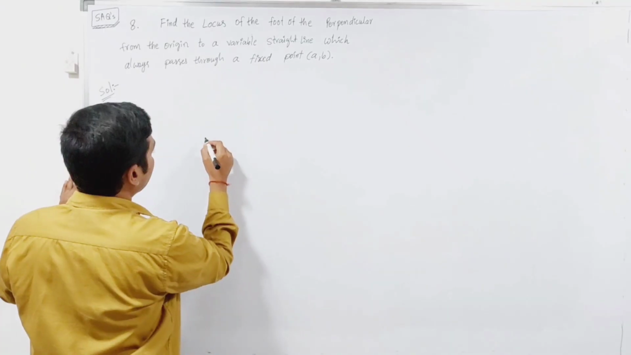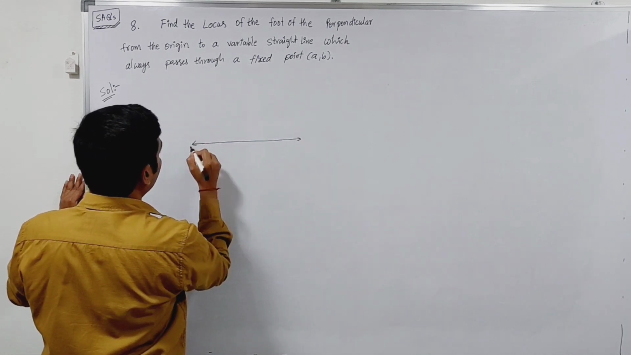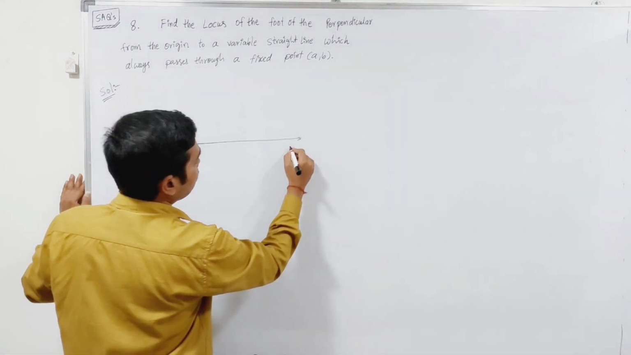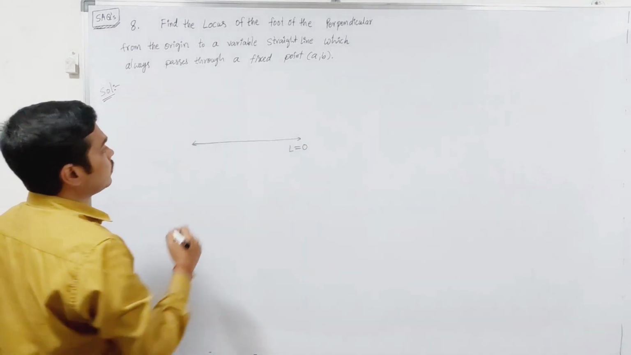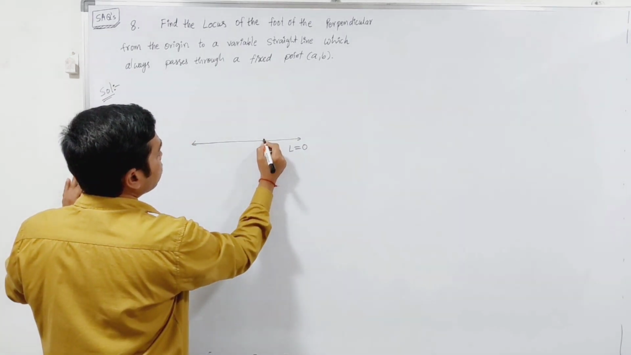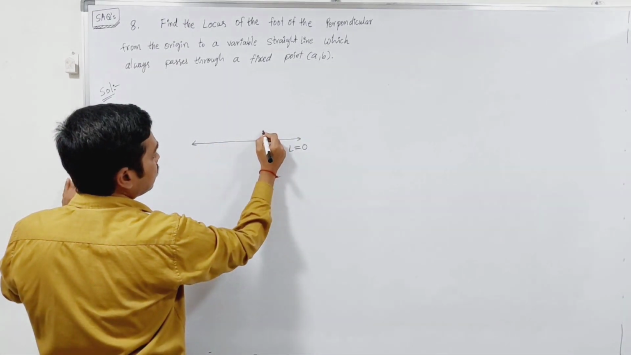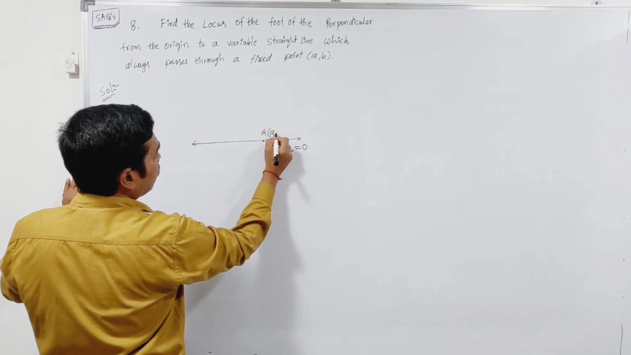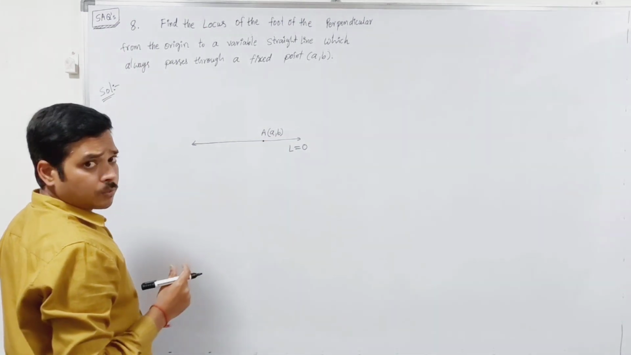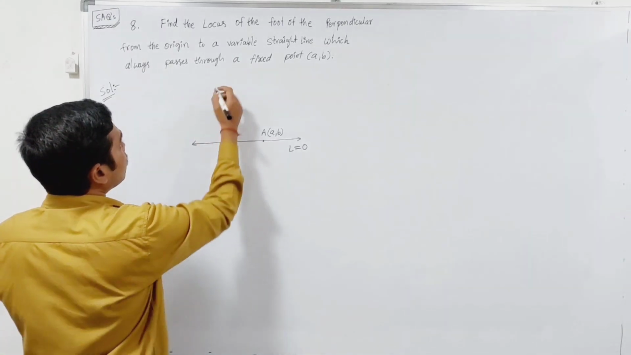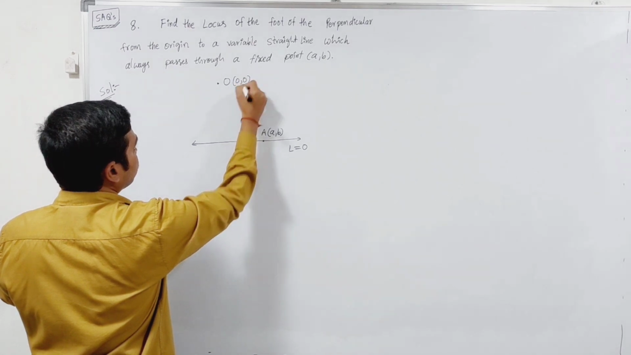For example, this is the variable line. We don't know the equation of the variable line. That's why let us assume L = 0 is the variable line. This line always passes through a fixed point. That's why let (a, b) be a fixed point on the variable line. For example, this is the origin (0, 0).